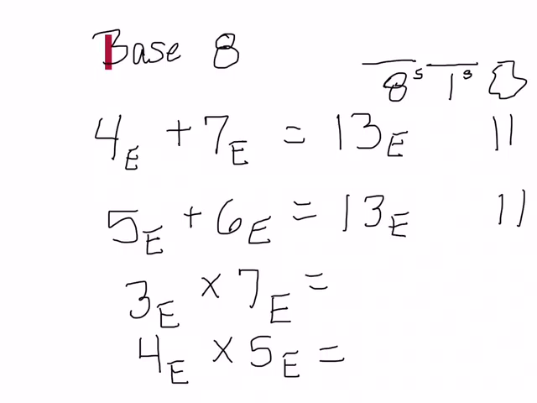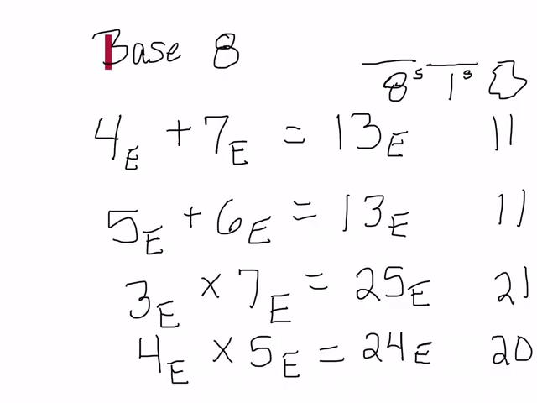All right, 3 times 7 is 21. So if I'm doing 21, it seems to me I'm going to need 2 8s for 16. And then I need to get up to 21, so I'm going to need 5 more. Okay. And 5 times 4 is 20. So I'm going to need 2 8s for 16, but this time only 4 more 1s to get me my total of 20. Okay. All right, I'm going to erase again.